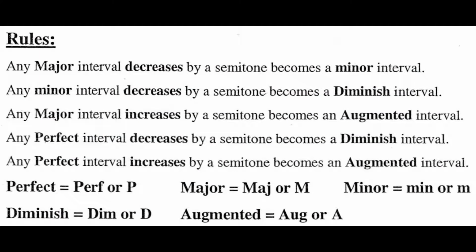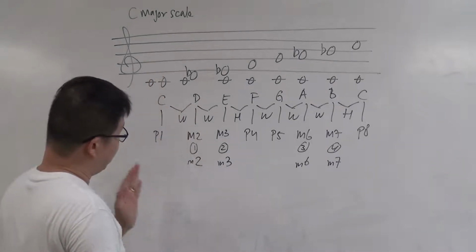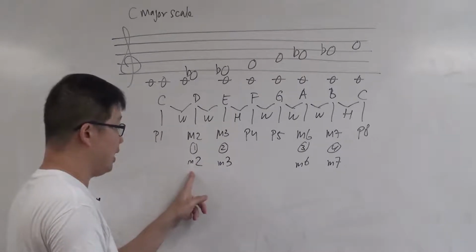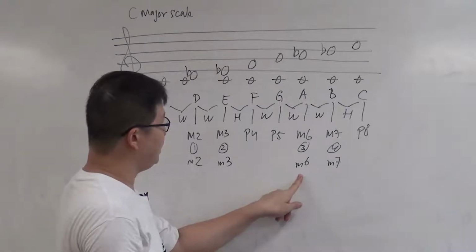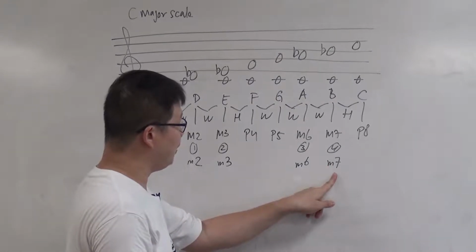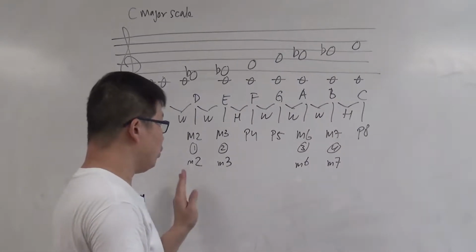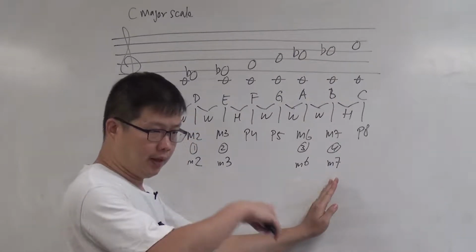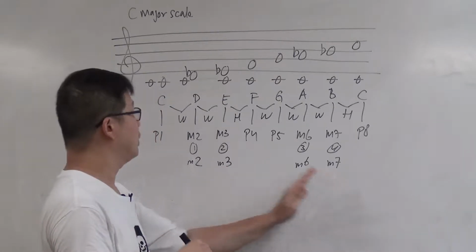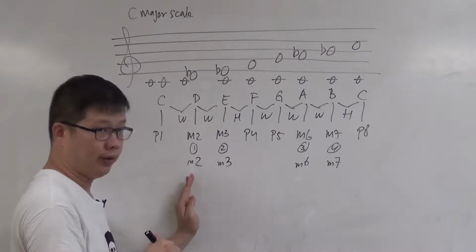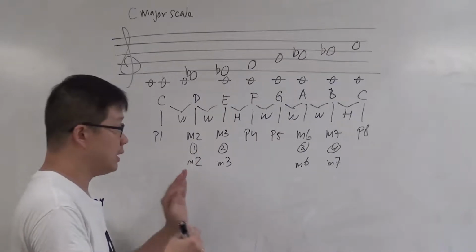Okay, now let's take a look at the second rule. The second rule says any minor interval decreased by a semitone becomes a diminished interval. Over here, we already see that C to D flat is a minor second, C to E flat is a minor third, C to A flat is a minor 6, and C to B flat is a minor 7. This is already a minor interval. However, if we want to decrease this minor interval by a semitone, which accidental do we need to add? We need to put another flat, correct?